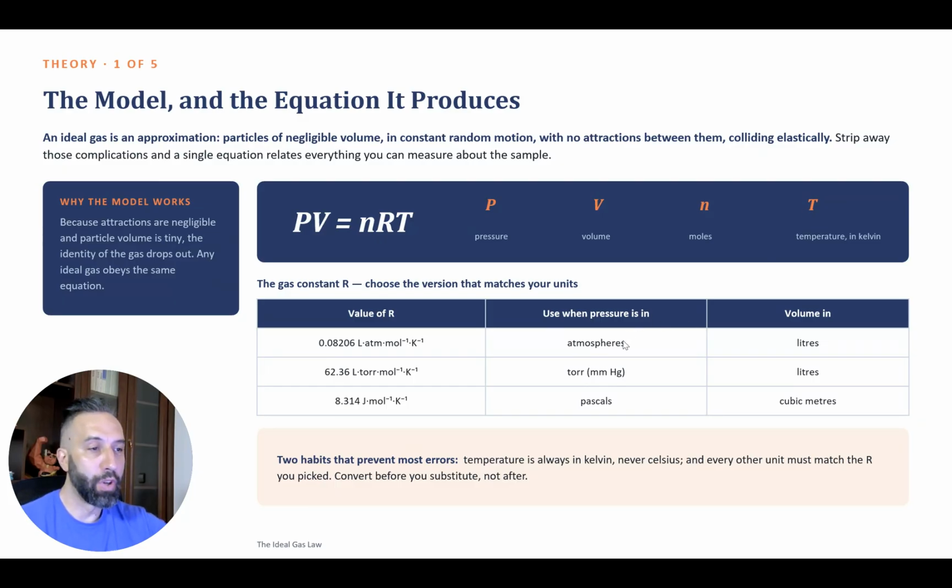However, if you want to use atmospheres in this equation, then you have to use this value of the constant R. And basically, if you look at the units here, it tells you which units you're using for which of these. And also, if you want to use torrs, then you have to use this number. And if you want to use pascals for pressure and cubic meters for volume, then you have to use this constant here. So these numbers are actually in your AP appendix, so you don't really have to worry about this at all. You just need to check the appendix, and you will find the formula and the units in there.